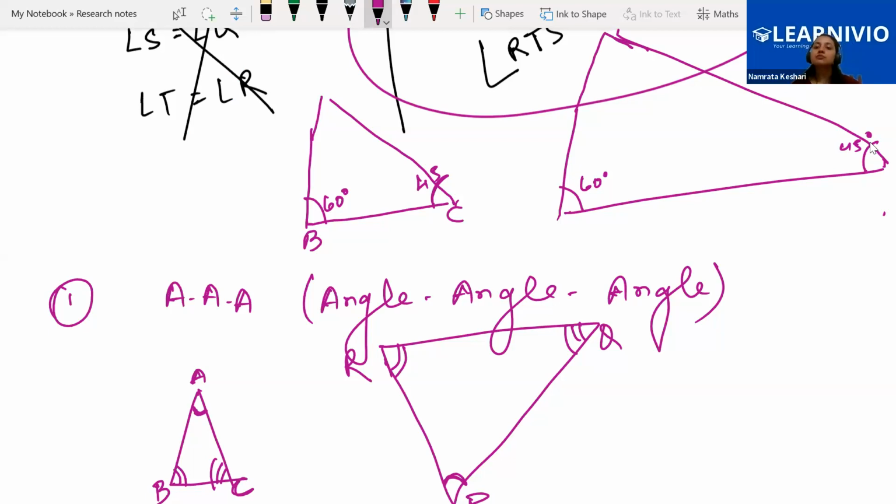Okay. So if you randomly plot two triangles like this, where you just maintain the angles the same, then automatically, when you start measuring the sides, you will find that the sides are in equal ratio. It will come out automatically that the sides will be in equal ratio. If you want to check, go ahead and check it. You will find that the sides come out in equal ratio.